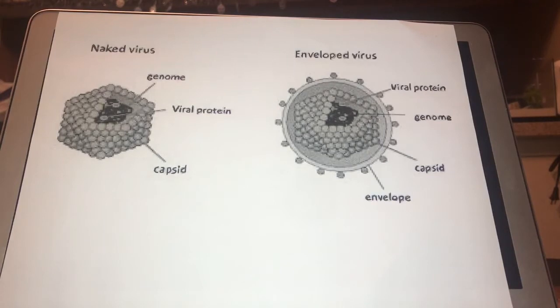Once the virus enters the cell, the viral genome is released from the capsid. So, once the virus enters the cell, if the genome has DNA, then it will affect the transcription process of replication. If the genome has RNA, then it will affect the translation process of replication.